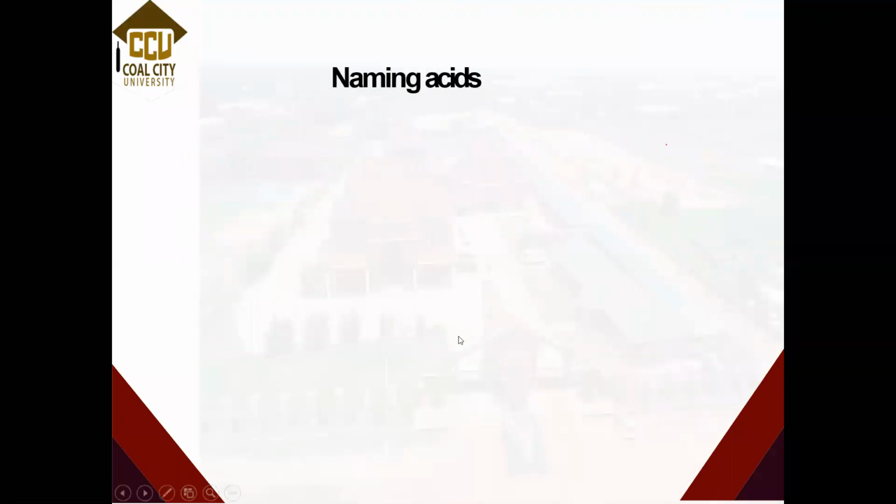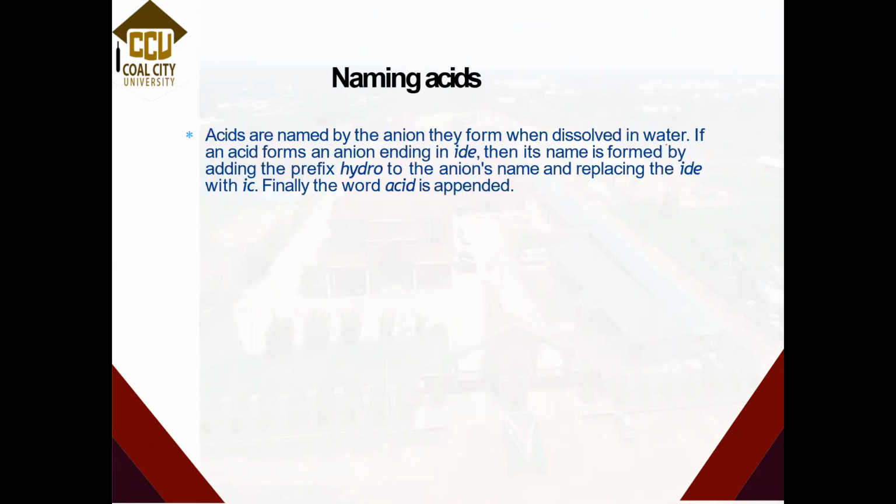What if there are acids we want to name? We want to name an acid. Acids are named by the anion they form when dissolved in water. If an acid forms an anion ending with "ide", then its name is formed by adding the prefix hydro to the anion's name and replacing the "ide" with "ic". Finally, the word acid is appended at the end of the name. So after writing the name, something "ic", and then I put acid.